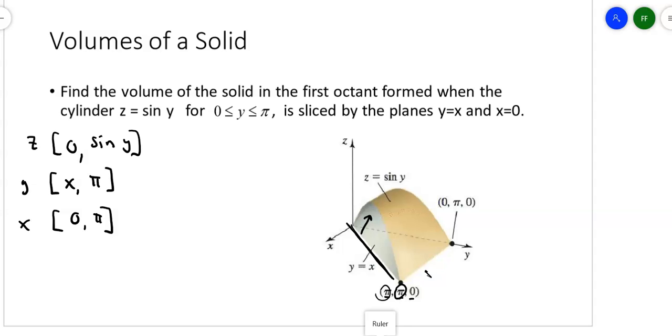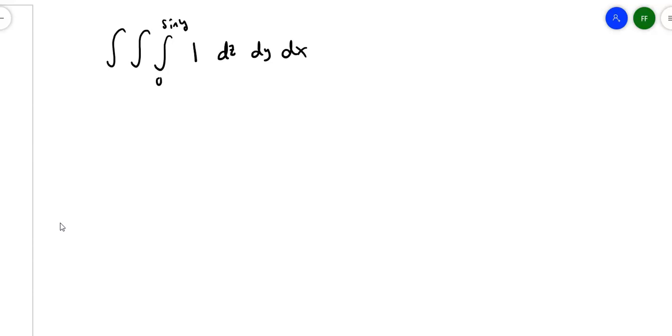Well, I'm going to integrate, but my f of x, y, z is really just 1. So I'm going to set up a triple integral. If I'm trying to find the volume, I'm going to integrate 1 dz dy dx, where the z's go from 0 to the sine of y, the y's go from x to pi, and the x's go from 0 to pi. And you notice I chose to put the z's first, then the y's, then the x's.